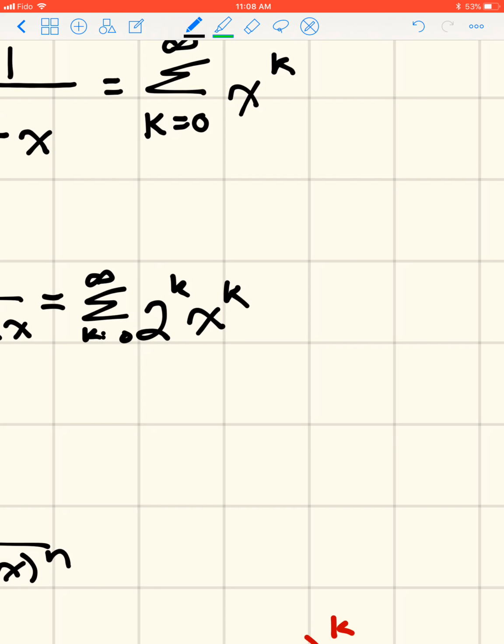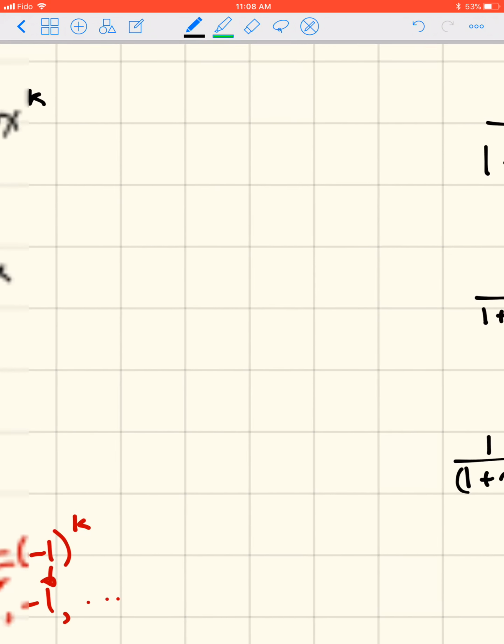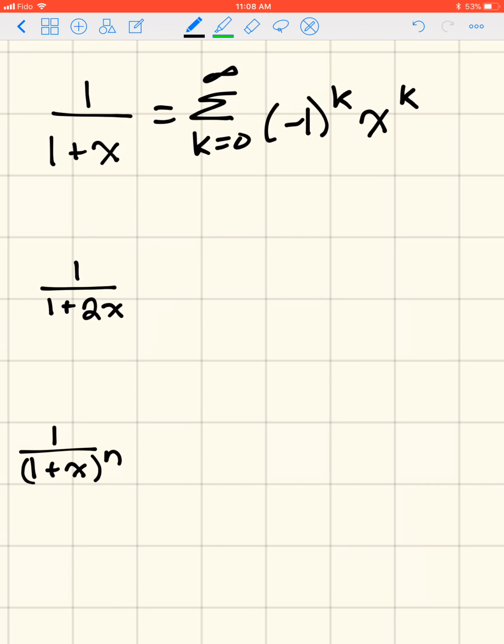And the other one, the 1 plus 2 to the x, is almost exactly the same. The only difference, again, is the minus 1, 2 to the k, x to the k.